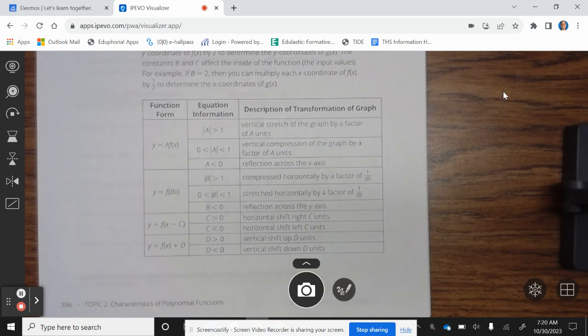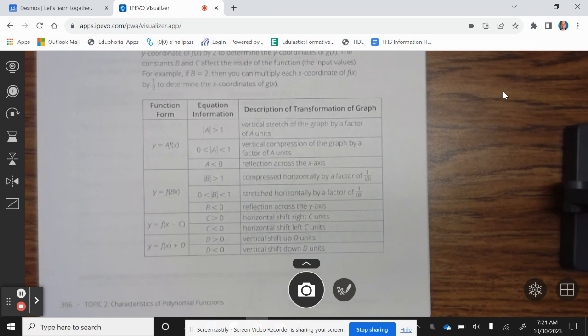Function form. When y equals a times f of x, when the absolute value of a is greater than 1, it's a vertical stretch of the graph by a factor of a units. When a is greater than 0 but less than 1, it's a vertical compression of the graph by a factor of a units. When a is less than 0, it's a reflection across the x-axis.